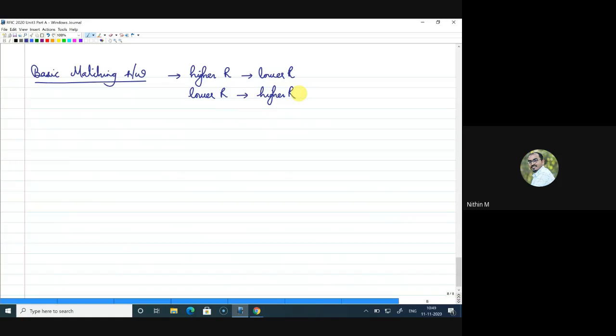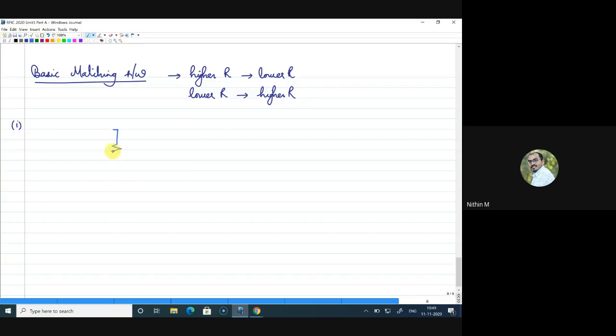If it is from lower to higher, we call it upward impedance transformation, and if it is from higher to lower, it is downward impedance transformation. Let us look at one scenario. There are different matching networks available. Let us study one of them.